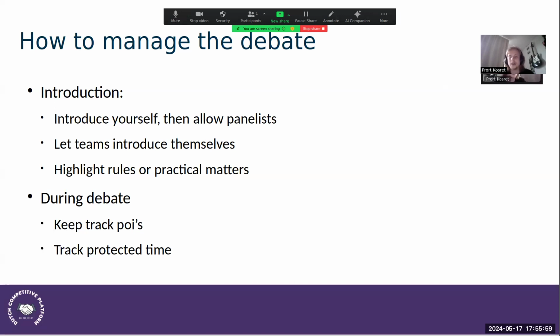This just eats away your time unnecessarily. And then lastly, in the introduction, after everyone has introduced themselves, you can just highlight the rules or things that you think are important, or you can discuss some practical matters.